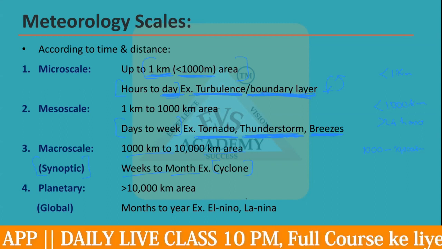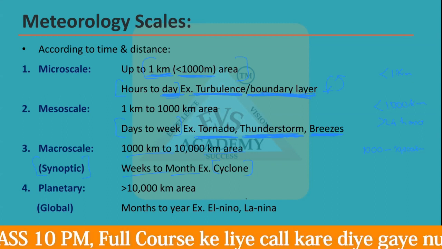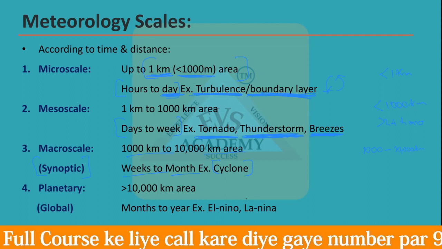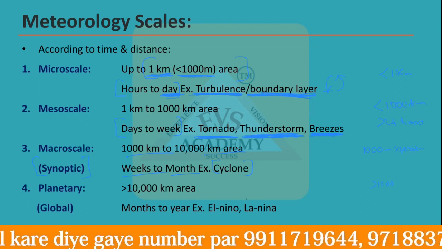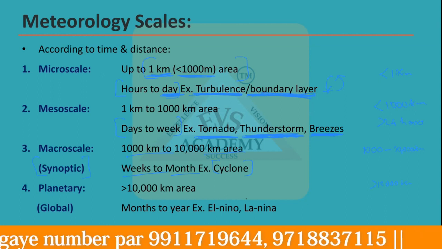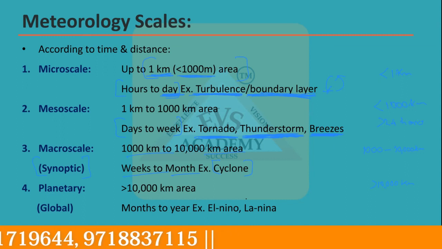Not 1 month, 1 month is too high a duration, but more than a week you can say, and that's why this comes under the macro scale phenomena. Then the planetary scale. The last scale is more than 10,000 kilometers in area. So that would be the planetary scale, for the whole globe.